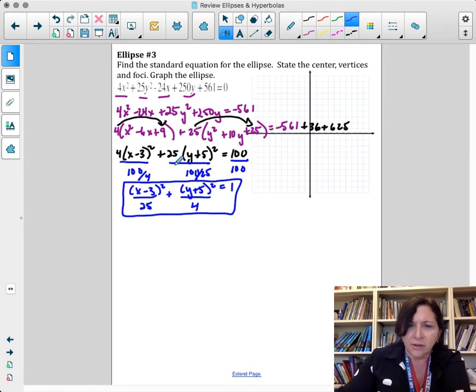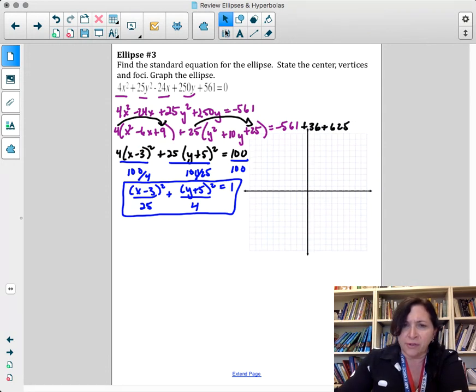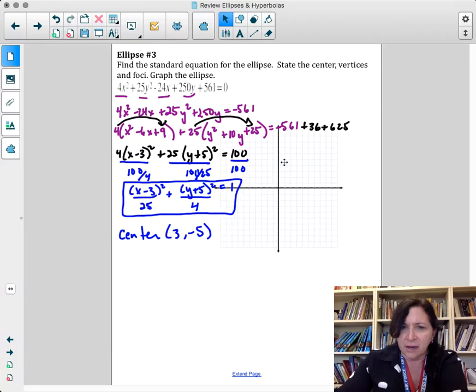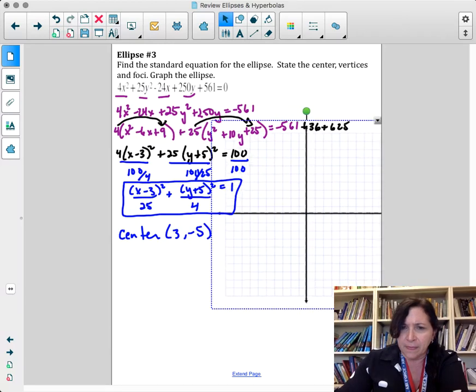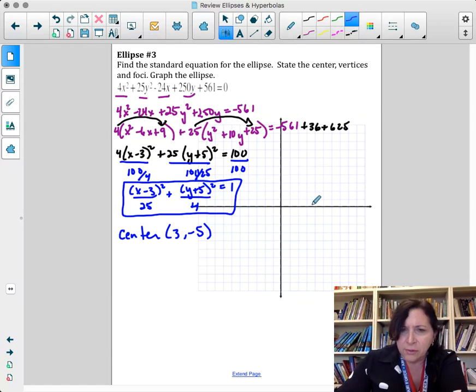So now what we need to do is we're going to need to graph that. So in graphing that, we're going to start off with our center. So our center is at 3, negative 5. So I'm going to put that at 3, negative 5. I'm going to make this just a hair bigger. Okay, let's see. So 3, negative 5. So 1, 2, 3. And then 1, 2, 3, 4, 5. So that's about right here. So 3, negative 5 is my center. So basically it's going to look something like that.